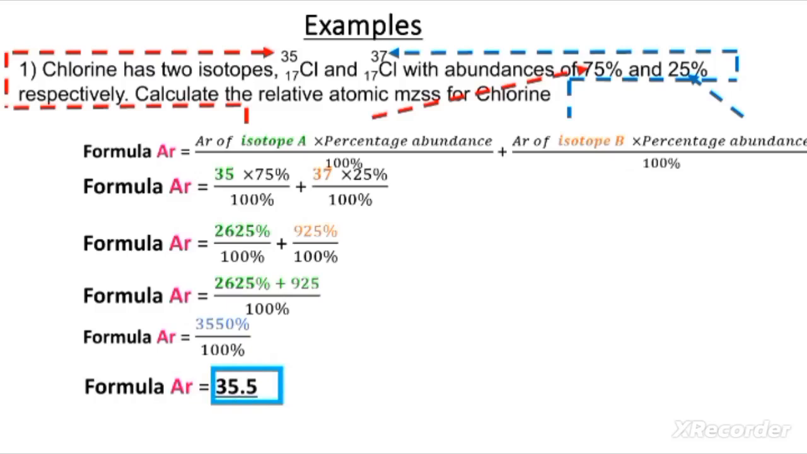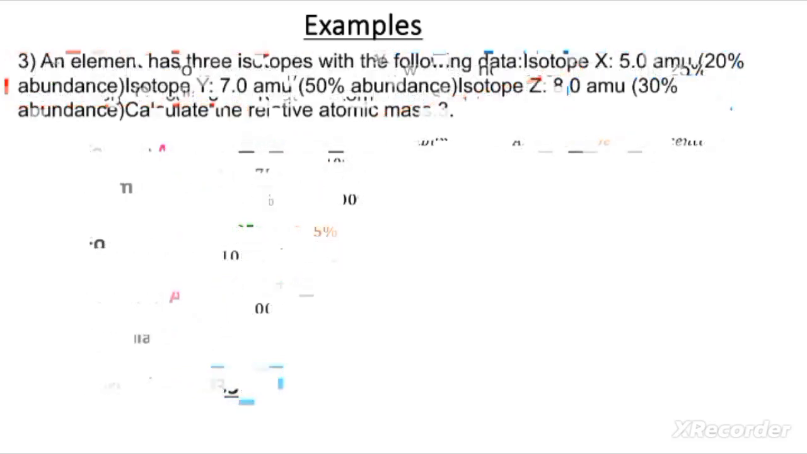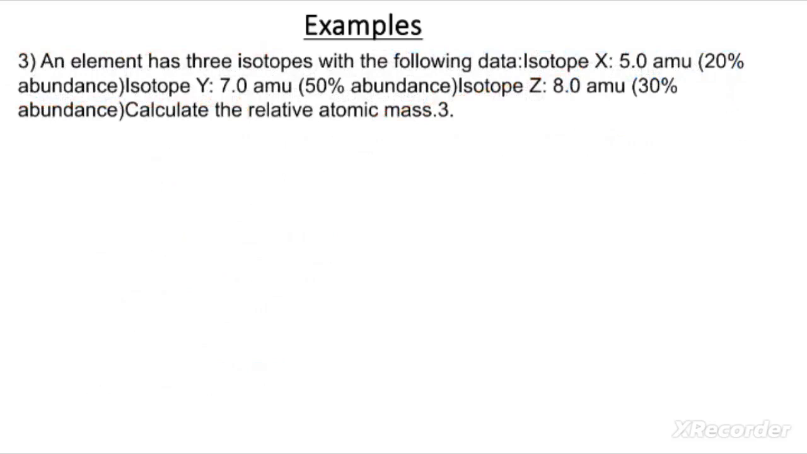We move to the next example, which is our example 3. Example 3, an element has 3 isotopes with the following data. Isotope X 5.0, then the percentage abundance is 20%. Isotope Y 7.0, percentage abundance 50%. Isotope Z 8.0.